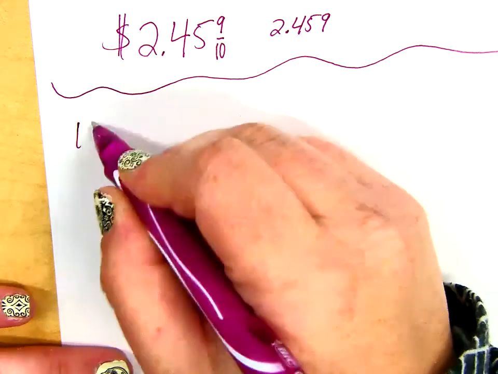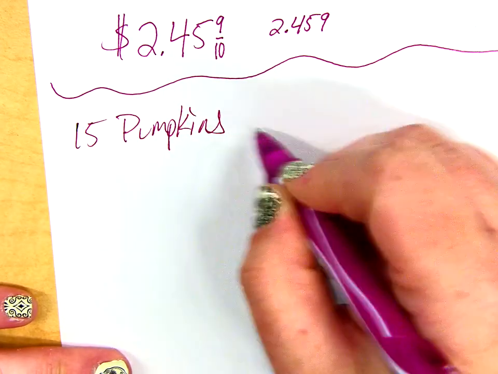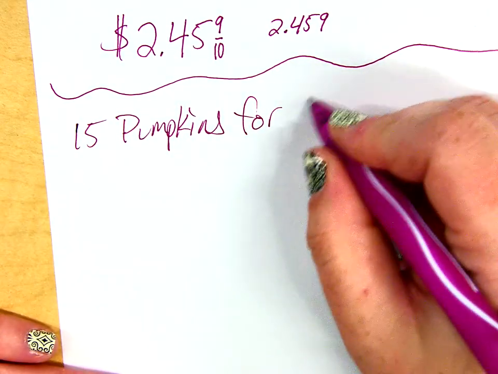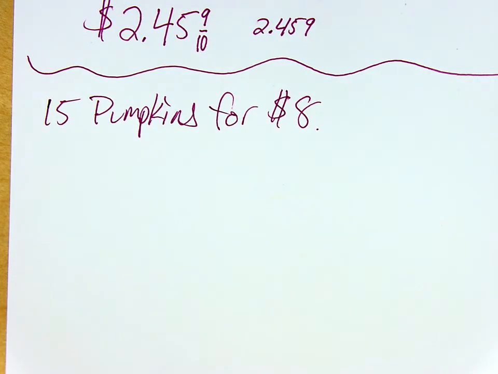Let's say you can get 15 pumpkins for, I don't know, $8? Let's say that's their sale. I want to figure out, well, how much is each pumpkin? So, what do I do? What's the math that I do to figure this out? What by what? Do I do 15 divided by 8?